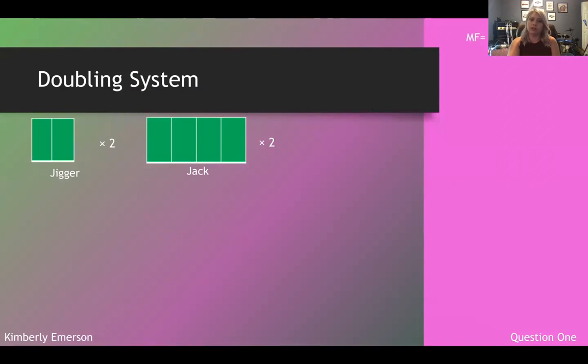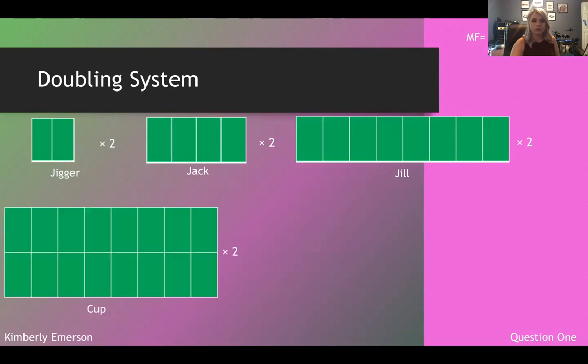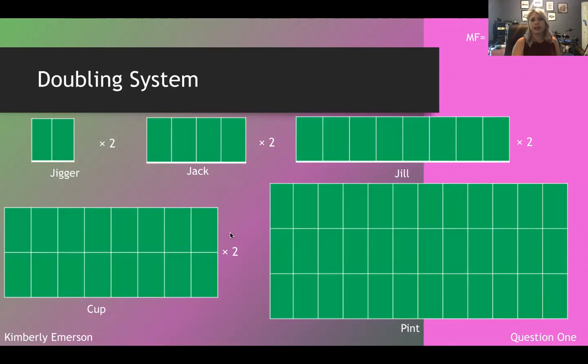Four mouthfuls will give us a jack, which we could also get by multiplying by two. 8 mouthfuls will give us a jill. 16 mouthfuls will give us a cup, and a cup is a measurement that we are already used to from our measuring system. Then multiply that by 2 and we'll get 36 pints. So the doubling system is simply multiplying by 2 using our mouthfuls.